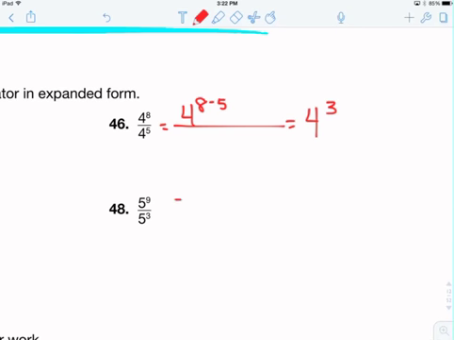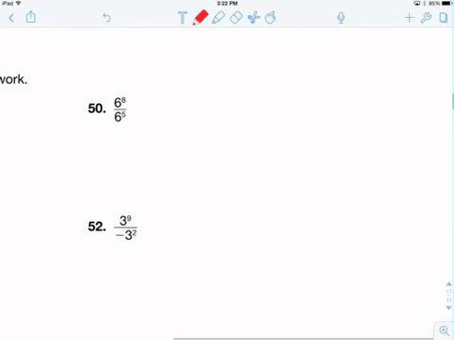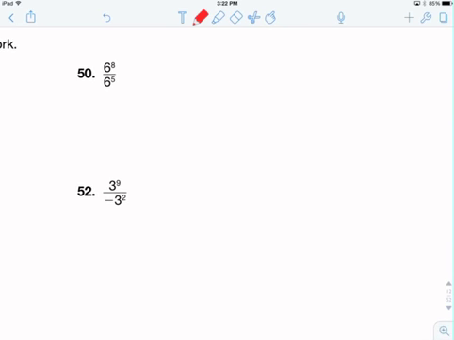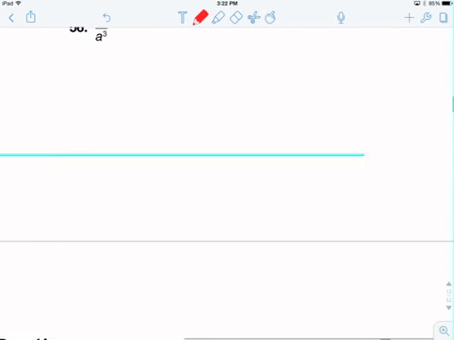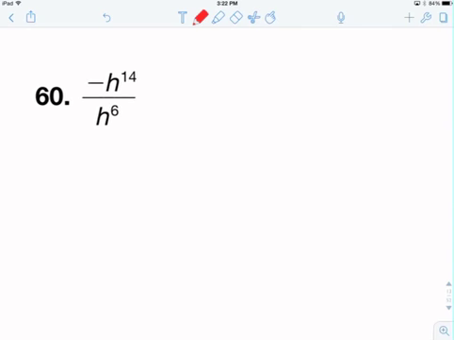5 to the 9th minus 5 to the 6th, minus 5 to the 3rd, which is 5 to the 6th. This is easy, isn't it? I'm going to skip all this. You can do it on your own, right? Let's do, how about 60? Go to 60 for a minute.